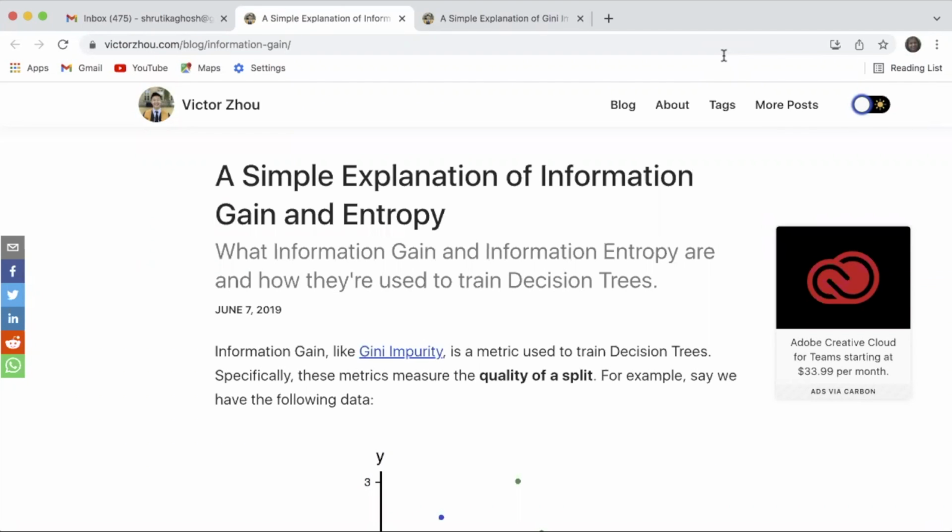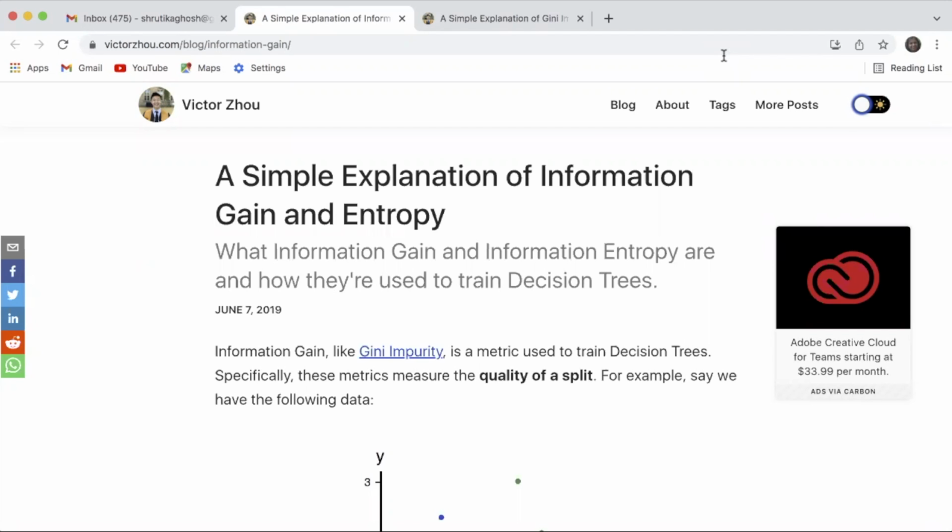So this is the blog from the same person, on the same mathematical lines, to understand the concept of information gain and entropy. Some of the text I will just read out as it is sufficiently explained here, and wherever I find a gap, I will try to explain it.